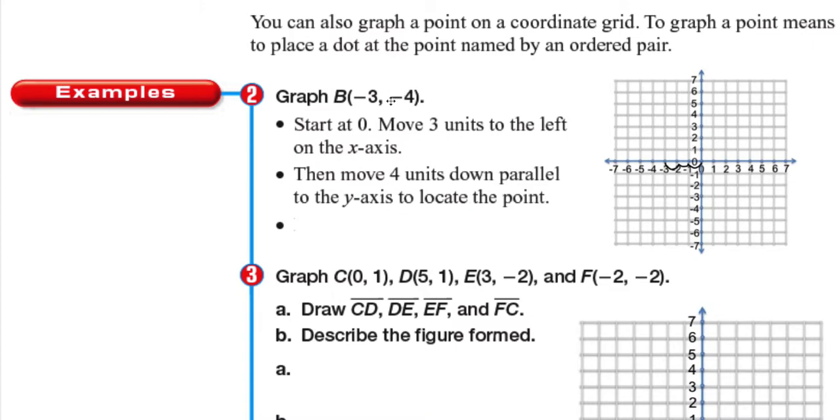And then from there, move 4 units down parallel to the y-axis to locate the point, down because it's negative 4. So we move down, parallel to the y-axis again: 1, 2, 3, 4. And then place a dot and label it point B. That's where point B is, negative 3, negative 4.